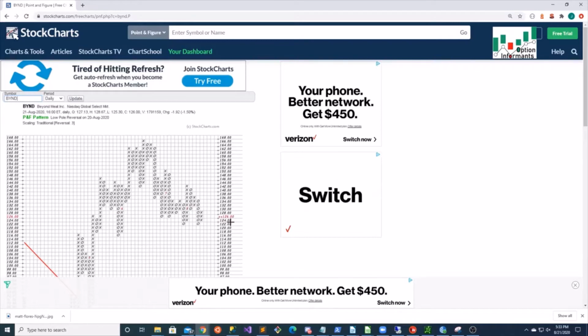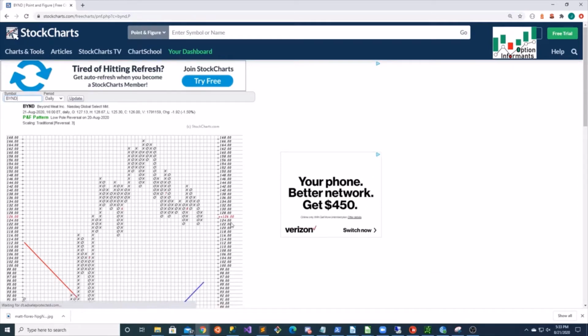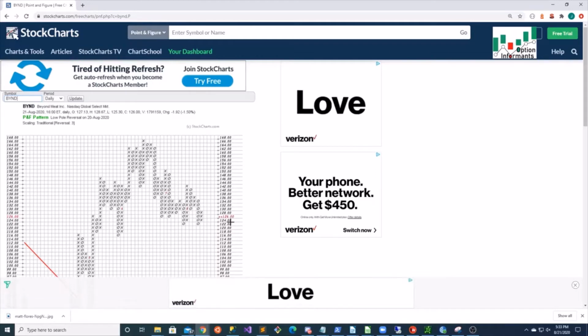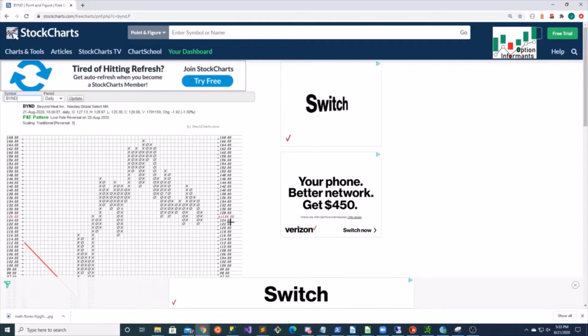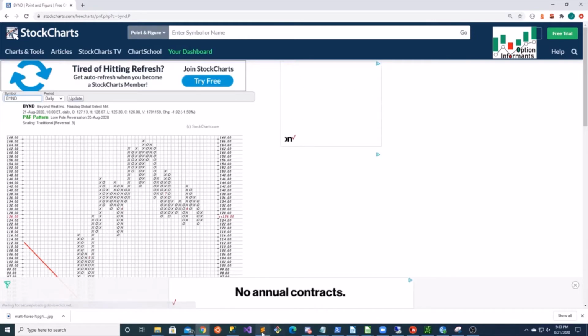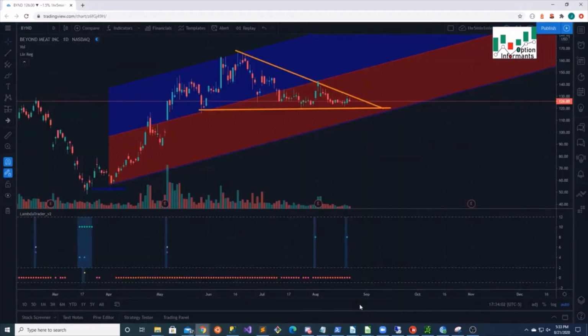I like to pair this with some sort of price reversal indicator. In this case, I'm going to show an example of linear regression, but you can utilize Bollinger Bands or whatever it is that you utilize for price reversal to confirm this trend. So let's take a look at tradingview.com, and I have a chart of Beyond Meat here.